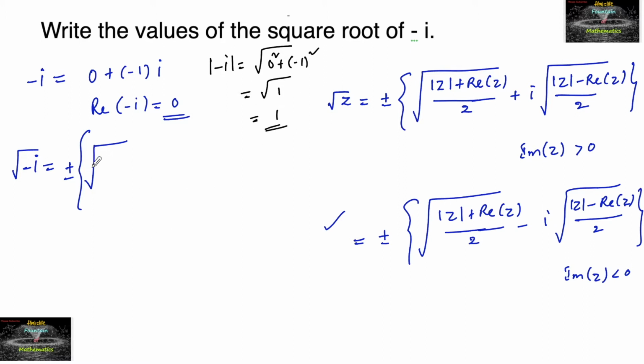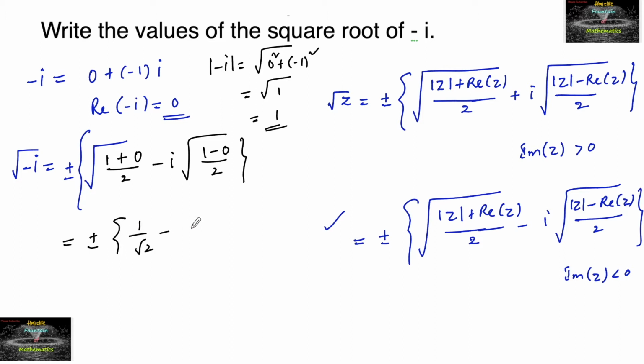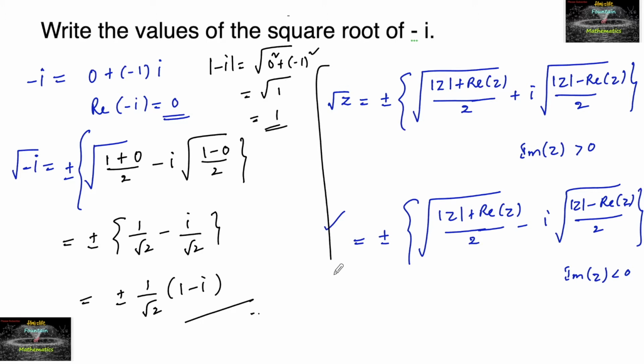So we can write mod of z is 1, plus the real part of minus i, that is 0, upon 2, and again minus i times root over 1 minus 0 upon 2. This equals plus or minus 1 upon root 2 minus i by root 2. If I take 1 by root 2 common, we can write 1 minus i. Therefore the square root of negative i is nothing but plus or minus 1 upon root 2 of (1 minus i).